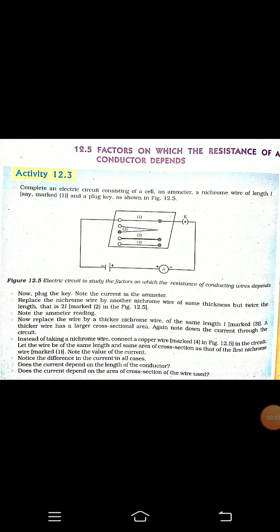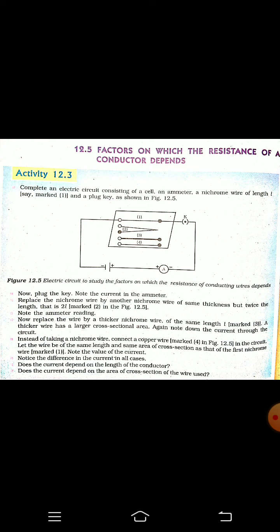Now let us refer to activity 12.3. From this activity, we will learn the factors on which the resistance of a conductor depends. So let us see. You will refer to page number 206 in your textbook. Refer to figure 12.5. We have to set up an electric circuit which consists of a cell.